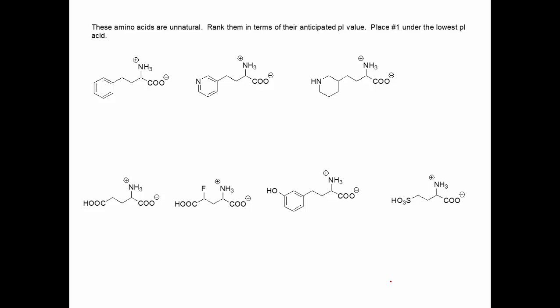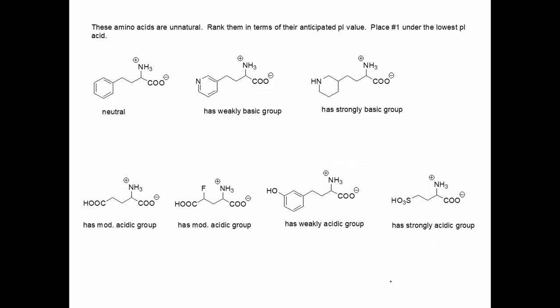These are unnatural amino acids, but if we made them, we could figure out where they would rank in terms of their anticipated pI value just by knowing what we know about acid and base strength. In a way, this is a rank the relative acidity, rank the relative basicity, kind of conglomerated and asked at the same time. Okay, so we're being told here in the directions to place number 1 under the lowest pI acid. Okay, so let's look at what we can tell about these amino acids.